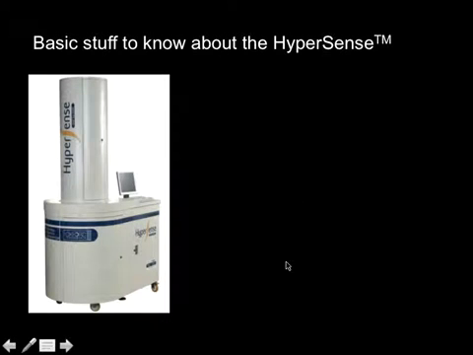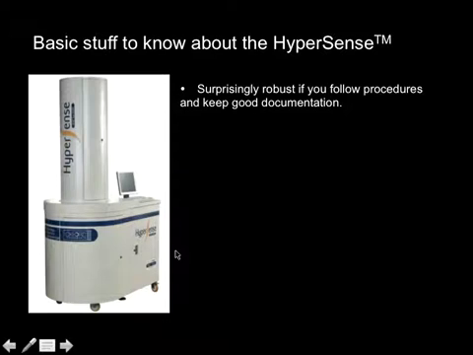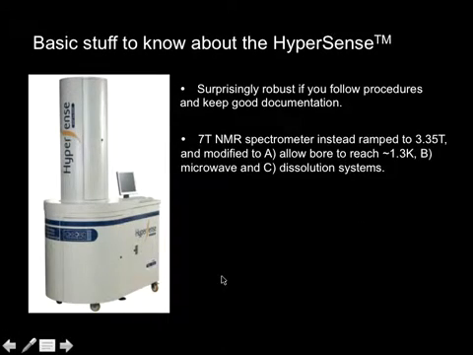Okay, so first, you've all seen the Hypersense now from the labs over the past 2 weeks. Here are a few basic things to know about it. Number one, it's quite a robust system as long as you follow the prescribed procedures and keep very good documentation of what you're doing. In particular, you want to keep track of whether there's a sample loaded or not in the system, because the system does not have an intrinsic sensor for that. You have to specify that to the system. That can lead you to some difficulty if you get into a situation where you don't know. So we'll talk about it a little bit more soon.